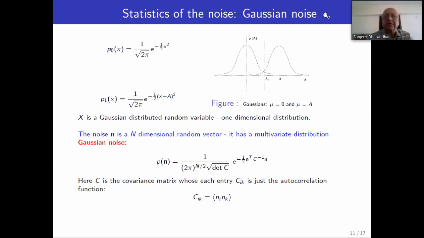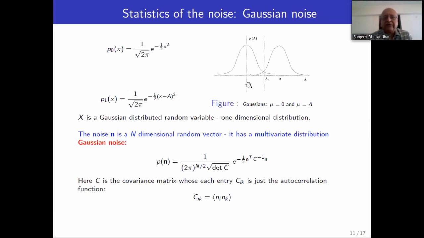So the statistics of the noise: the simplest thing is a Gaussian noise. So what is a Gaussian? These are examples of Gaussian. Here, you take one noise sample, say at t equal to t1 or tk. If the noise has zero mean, then it looks something like this. This is the vertical axis and this is zero. You have a Gaussian which looks like this. So this is a Gaussian noise, okay?